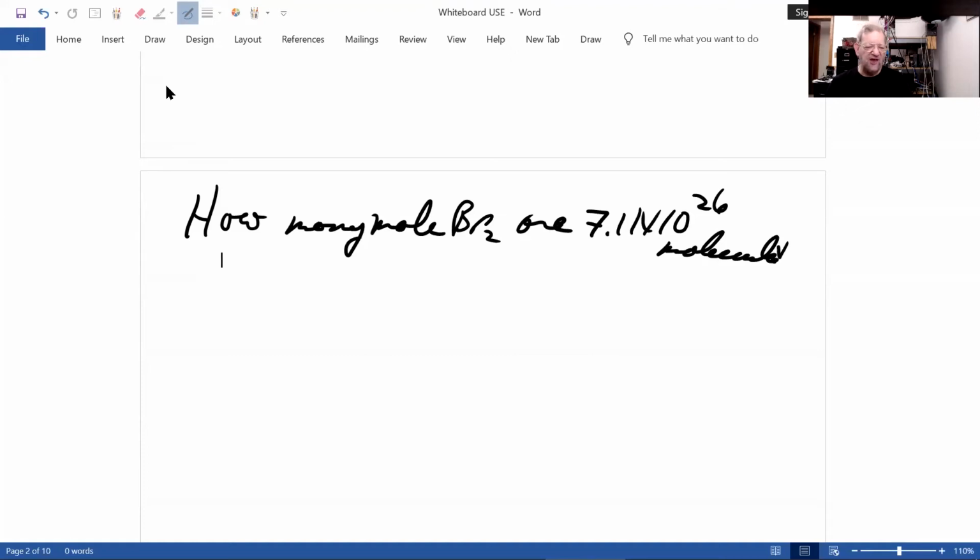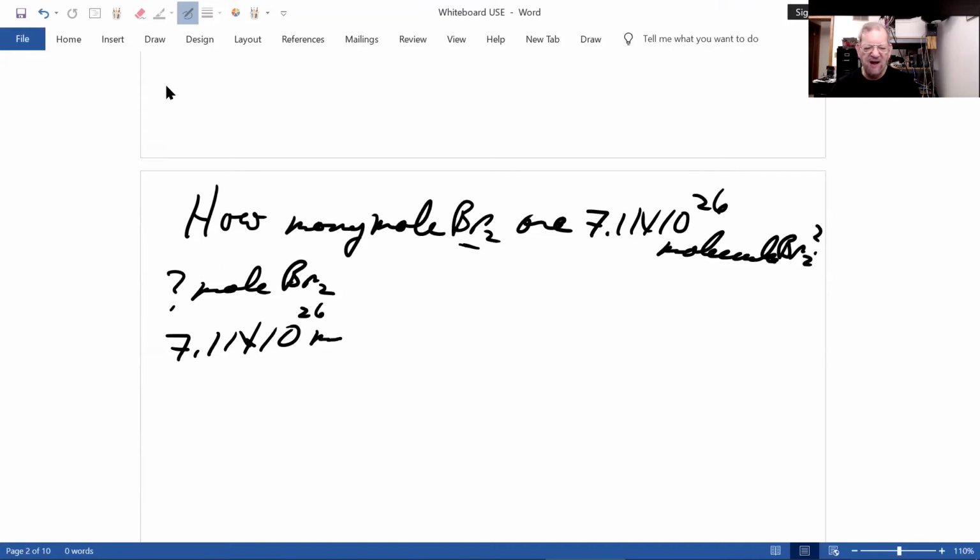And let's take a look at this. I'll decode it in case you haven't figured out my scribbling. And that's how many moles of Br2, bromine gas. We already saw that, but bromine gas exists as Br2, are in 7.11 times 10 to the 26 molecules of bromine. So first thing you do is, what are you being asked to find? Moles of bromine. What are you given? 7.11 times 10 to the 26 molecules of bromine.